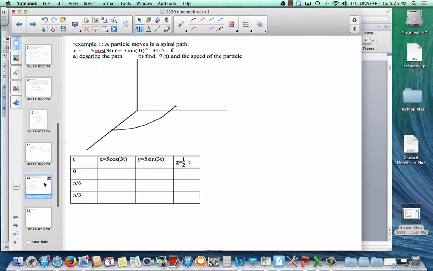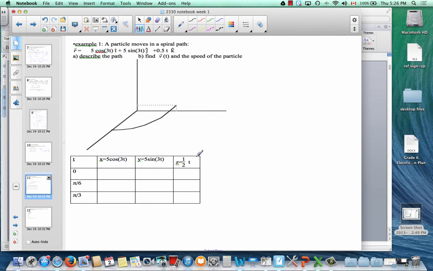So as an instance, let's look at a position described in terms of ijk. This is sometimes called parametric equations. We're asked to describe the path and then find its velocity as a function of time and its overall speed. So describing the path just means plotting the parametric equation, and what you do there is you just pick a bunch of values of time.